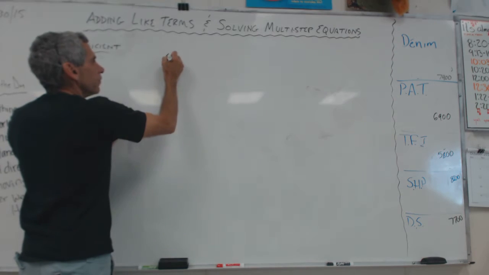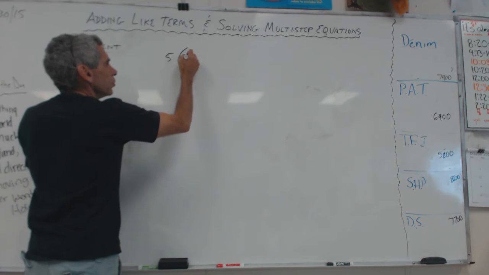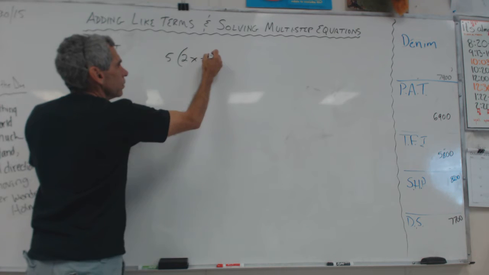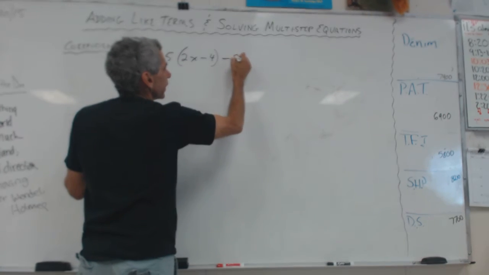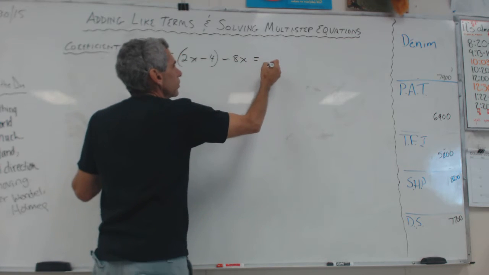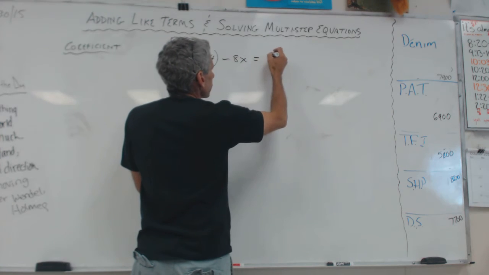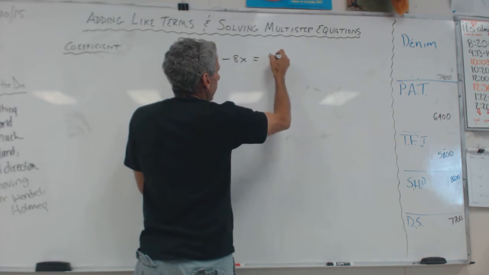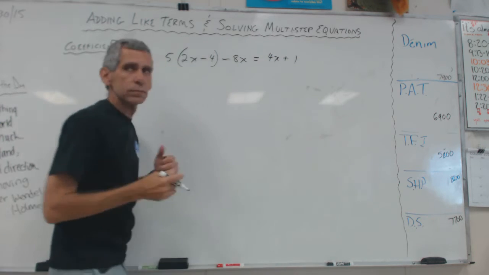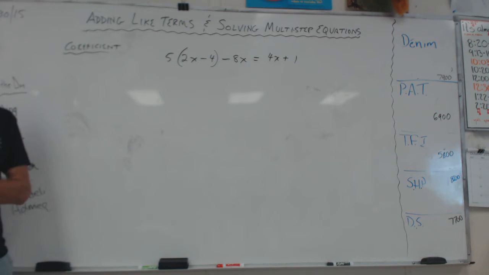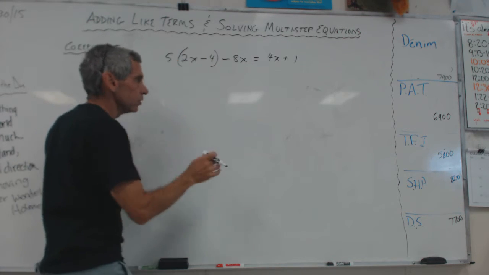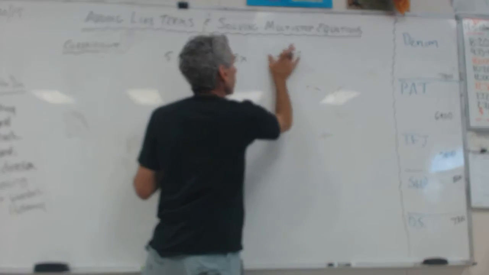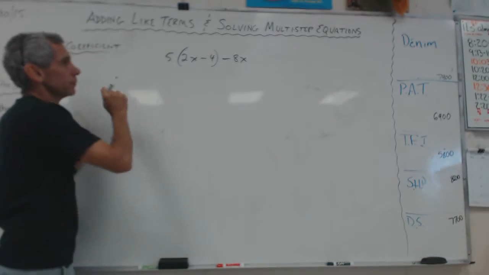What if I gave you this? 5 times 2x minus 4, minus 8x, equals, I don't know, 4x plus 1. What would I do? I would have to use, oh wait, I didn't mean to do an equal sign. Sorry. I'm not doing equals. Get rid of that.